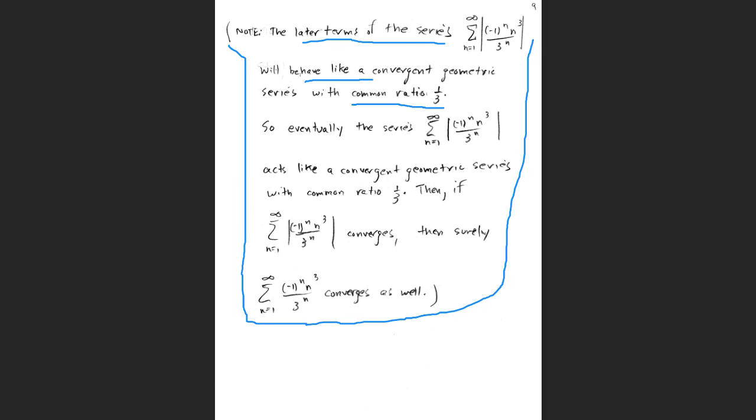This series eventually acts like a geometric series with a common ratio of a third, so it has to converge. And so therefore our series converges as well. I think that's a pretty good analogy. Well, I don't know. What do you think, Clea? Does that do it for you, or do you have to think on that more?